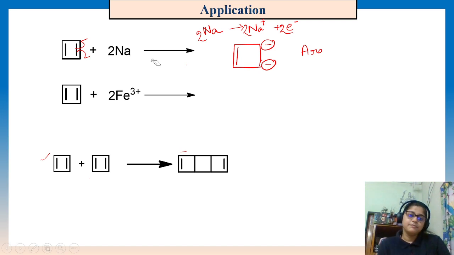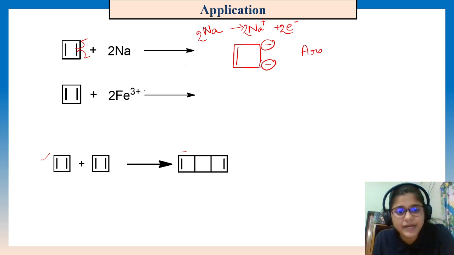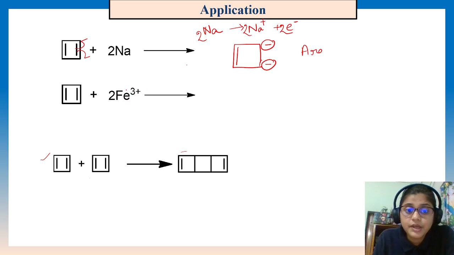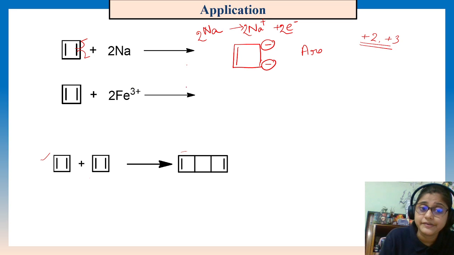Now the next example. Here Fe 3 plus is given. It is a metal, but in the 3 plus form. You have to understand this because we know Fe can show +2 and +3 oxidation states. So it is in its highest oxidation state. So it can now accept electrons, not donate. It cannot donate electrons. So what will happen?